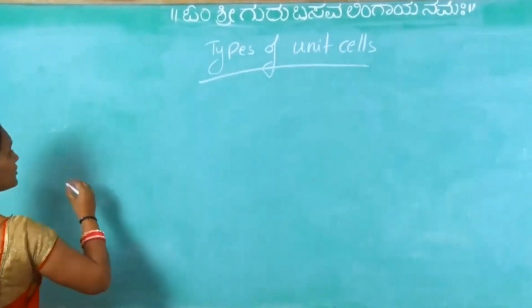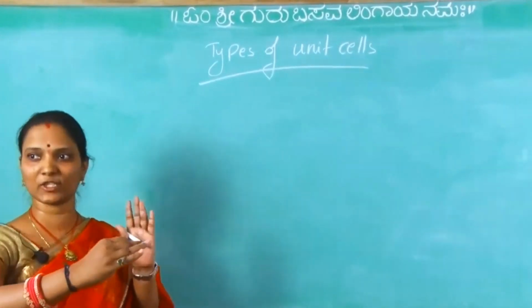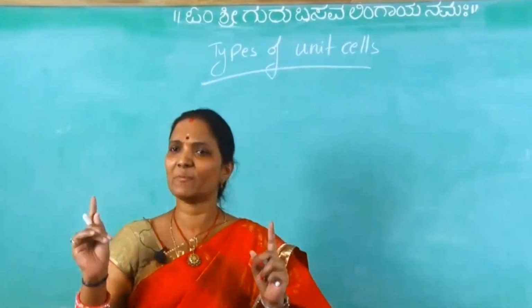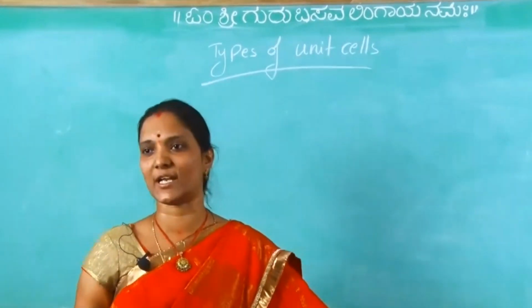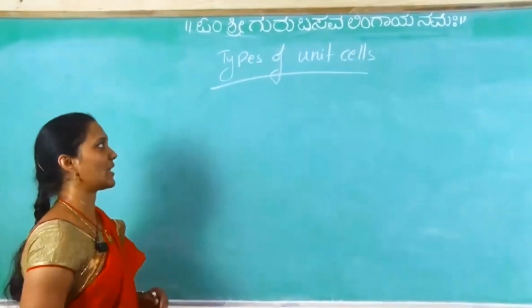First one is, so I am writing horizontally because in your notes also I gave it like that. That table is a very important one. Many questions you can answer from that table. So now we are going to discuss the table only. So what are the different types of unit cells?